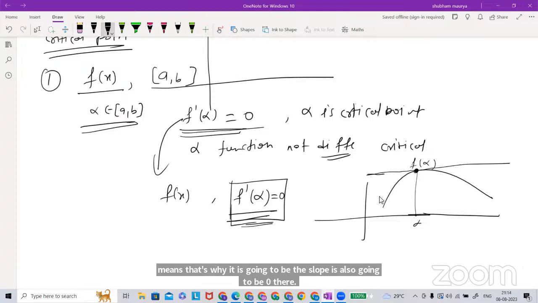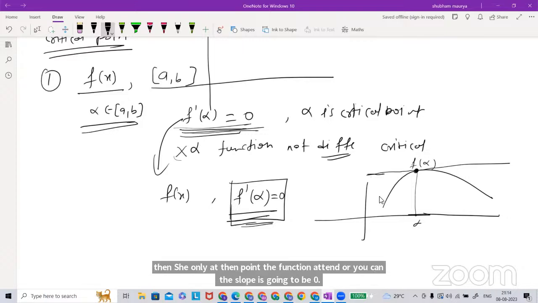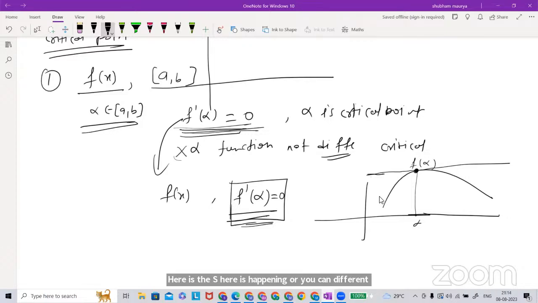So geometrically, if alpha is a critical point, then surely at that point the slope is going to be 0, as is happening here. At that point the function attains a local maximum or minimum, either of these possibilities. In the minimum case, if you draw the tangent here, it is also parallel to the x-axis.